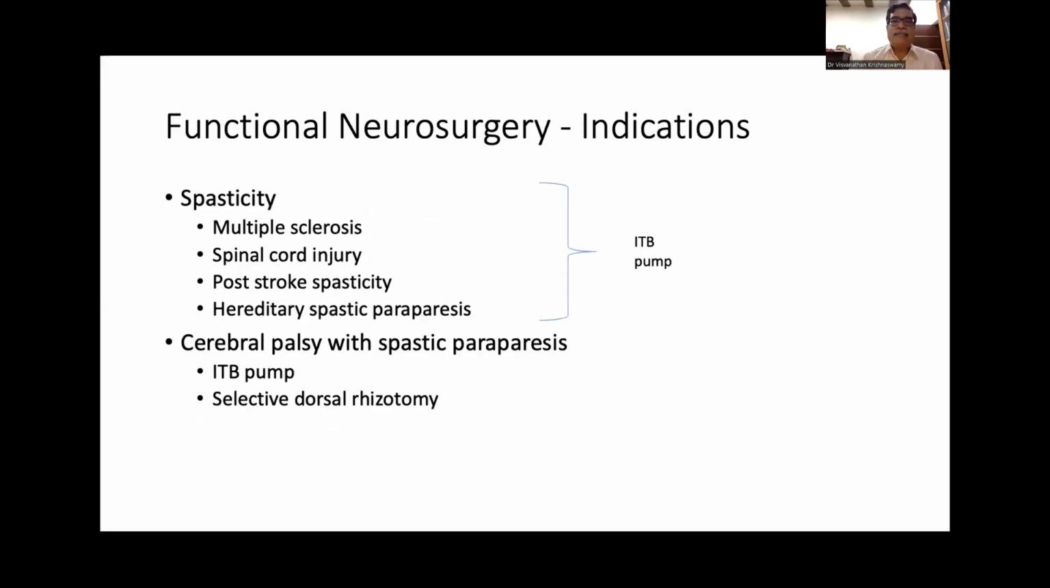Now, coming to spasticity, an intrathecal baclofen pump works for all causes of spasticity. In children with spastic paraparesis following cerebral palsy, in addition, selective dorsal rhizotomy works well for children above the age of 5 years.